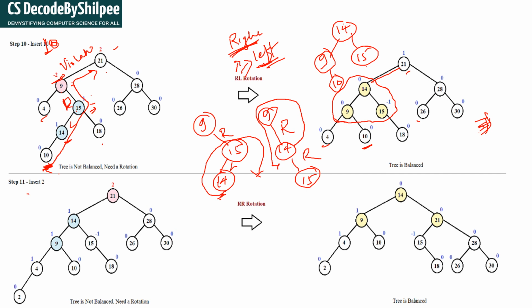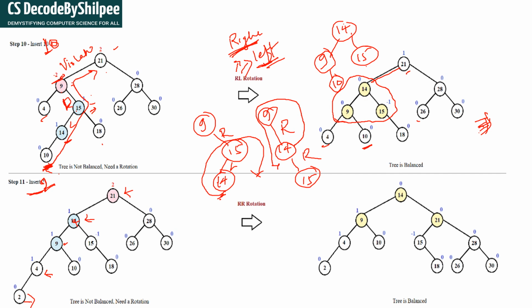Now I'm going to insert element 2. The insertion procedure is the same. From 21, is 2 less than or greater than? Less than, so come here. Is 2 less than 14 or greater than? Less than. Is 2 less than 9 or greater than? So 2 is less than 9, so come to the left part. Is 2 less than 4 or greater than? It's less than, so you have to insert it in the left part of 4.